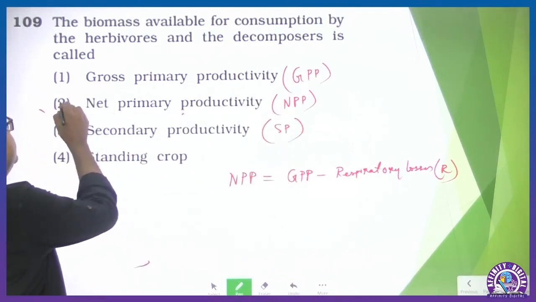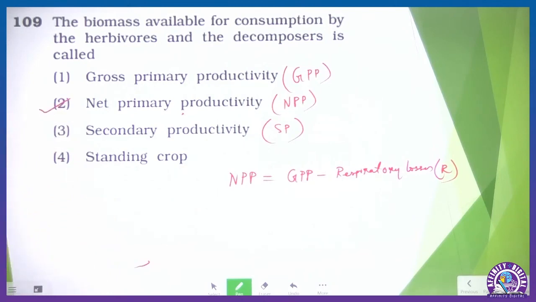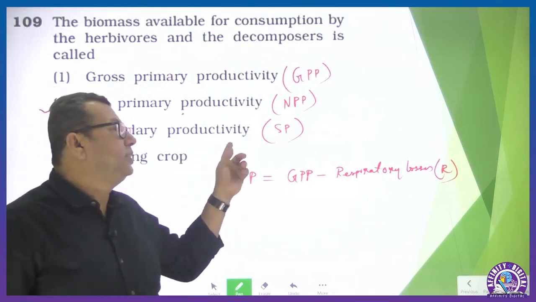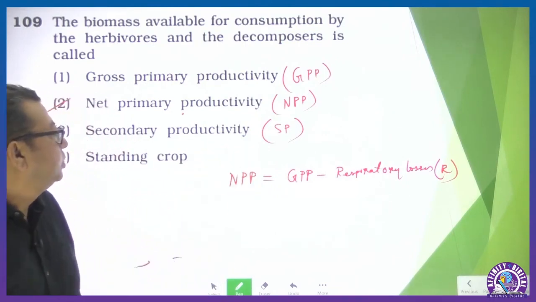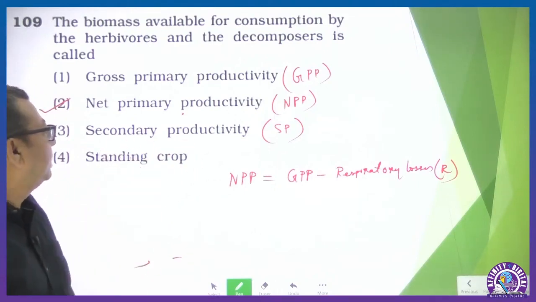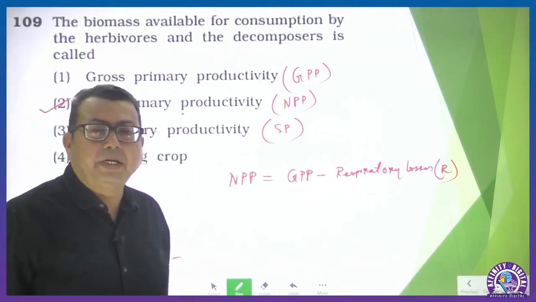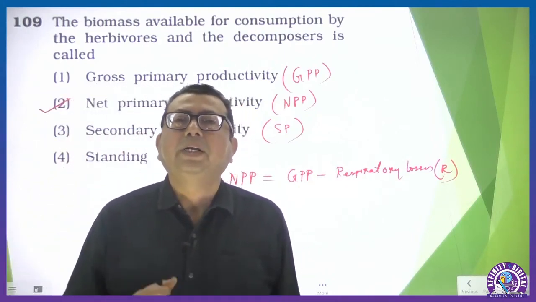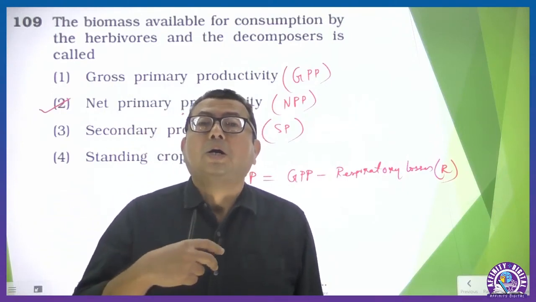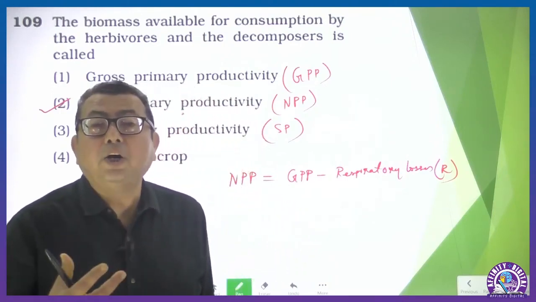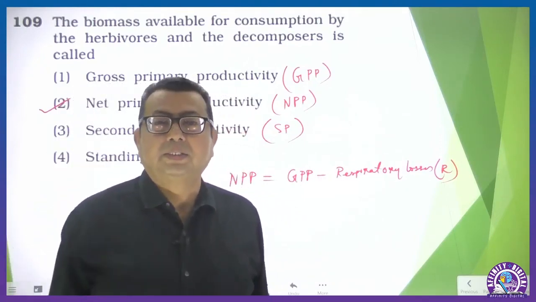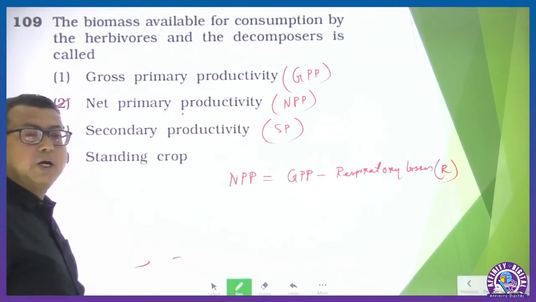Net primary productivity. And secondary productivity kya hai? Secondary productivity is related to the consumers of the ecosystem. So what is secondary productivity? Secondary productivity is the rate at which the ecosystem consumers convert the energy of the food they eat into their own new biomass. That is called secondary productivity.